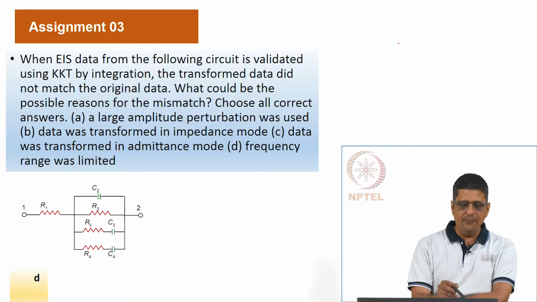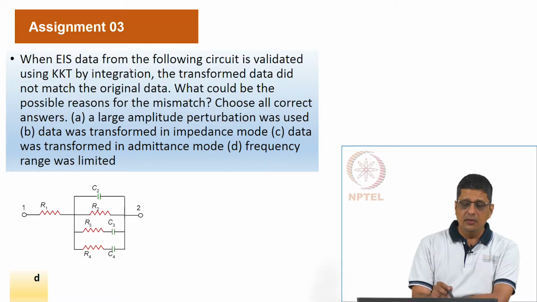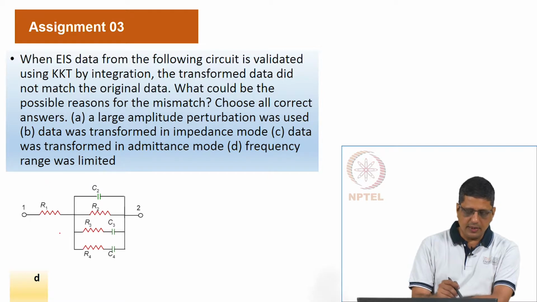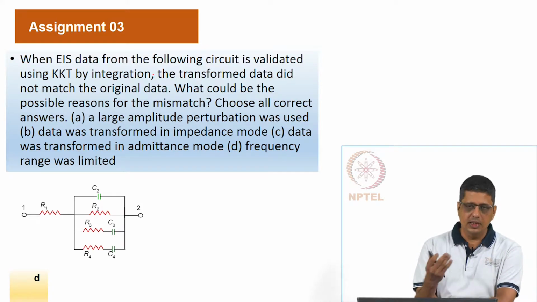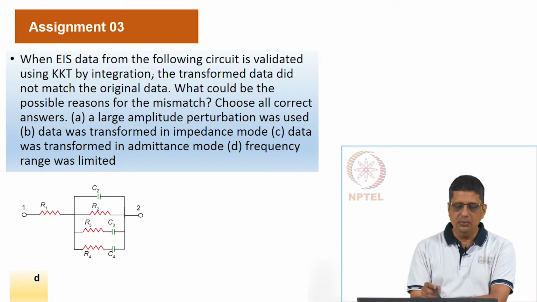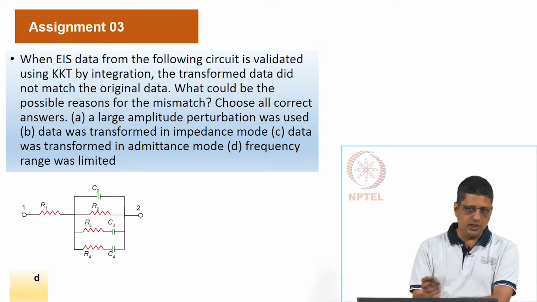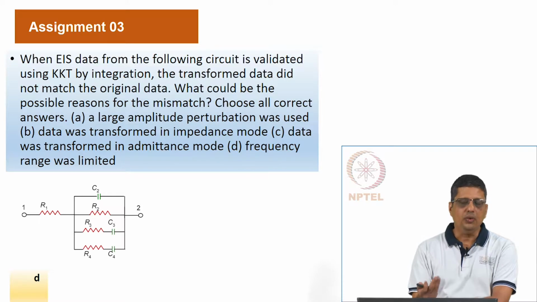Third assignment. EIS data is acquired from the following system. It consists of resistor and capacitors. It was validated using KKT by integration. So, I am just describing a scenario to you. The original data and the transformed data do not match well. What could be the reason?